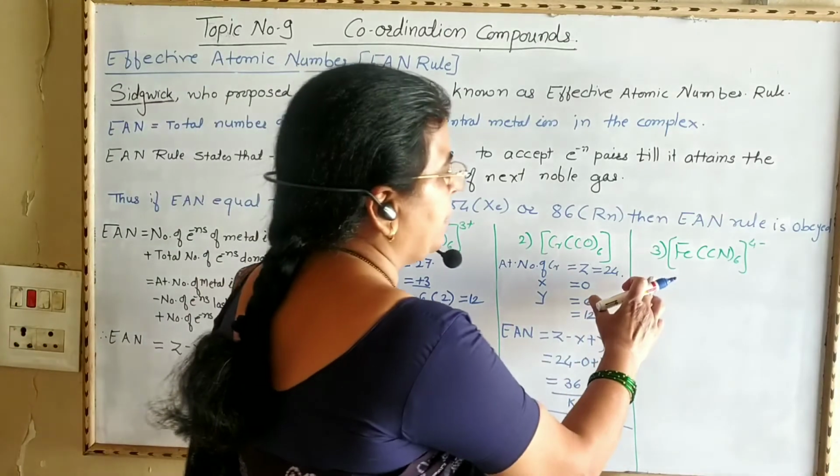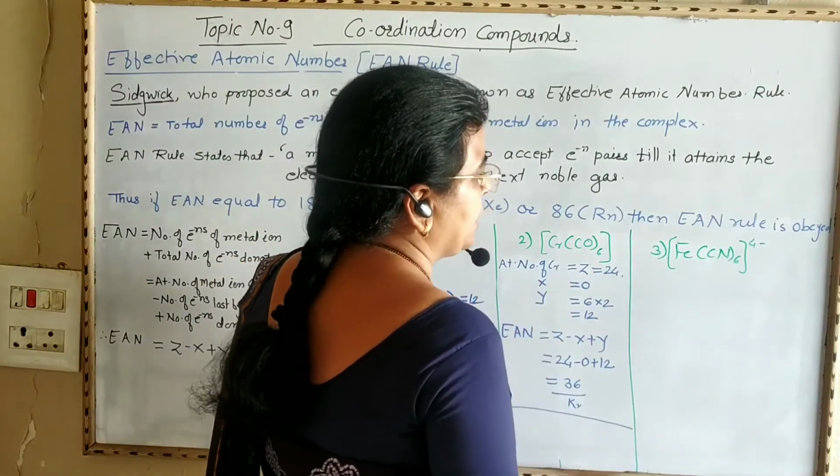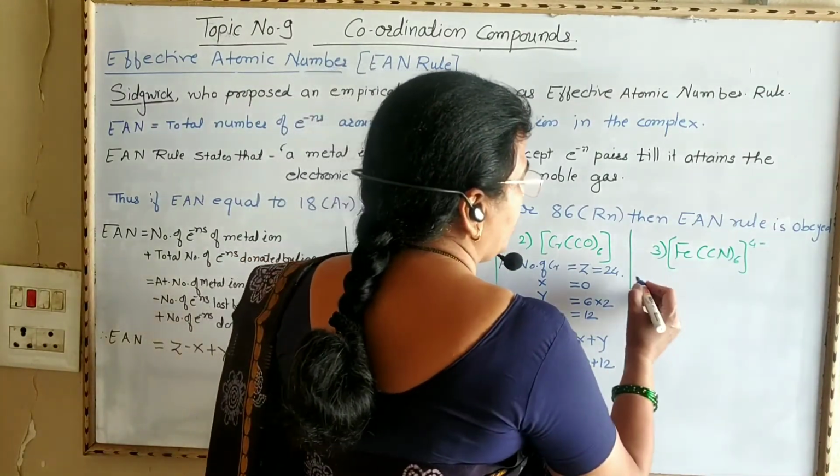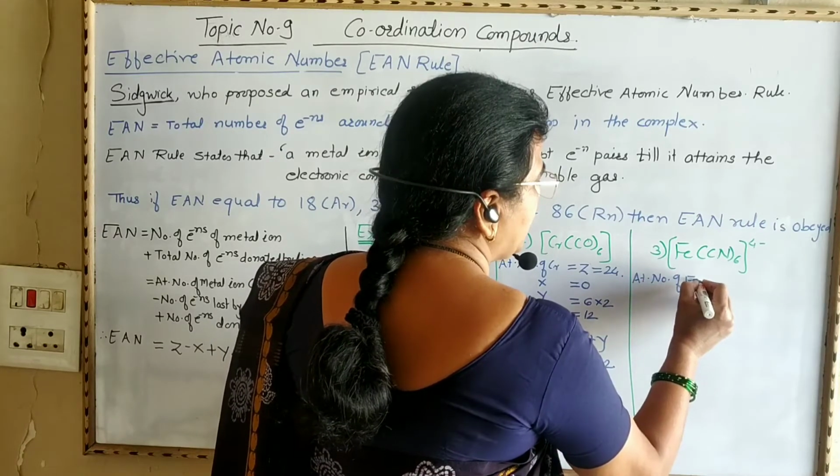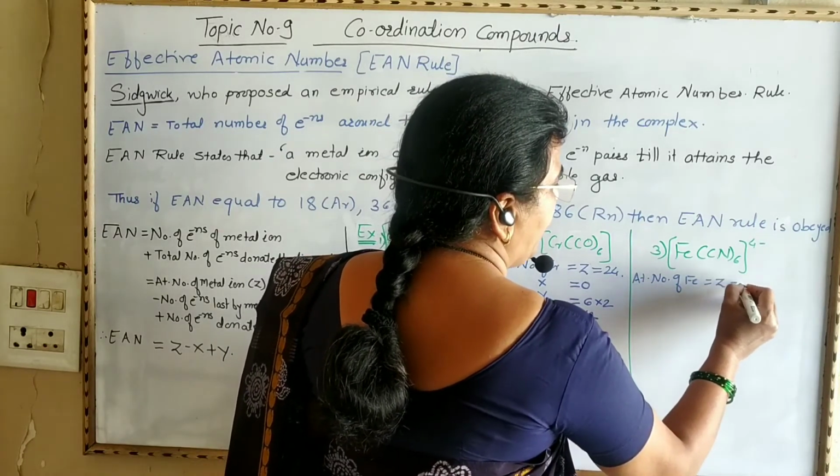Now the third example, Fe(CN)6 4-. Here the atomic number of iron, Z, is equal to 26.